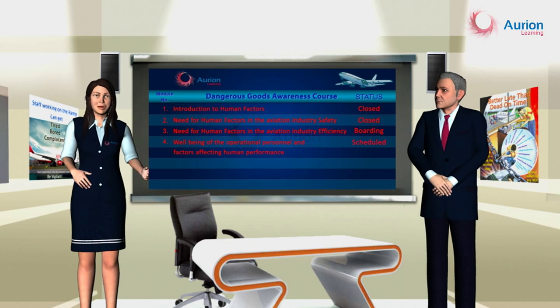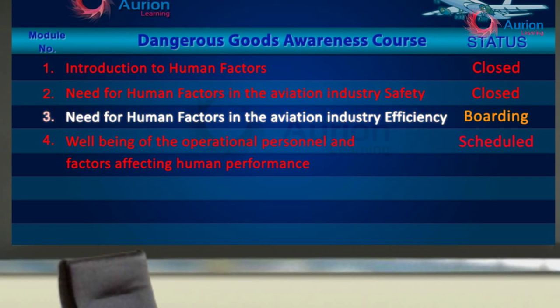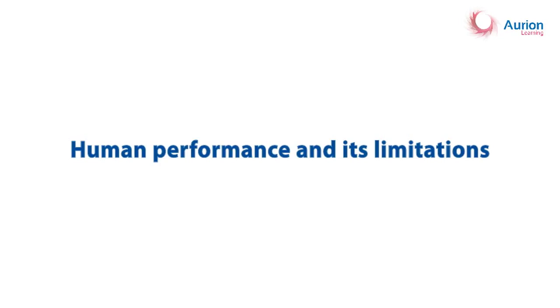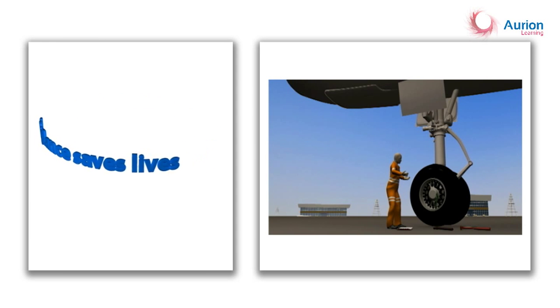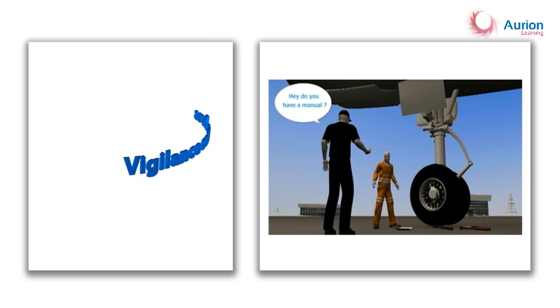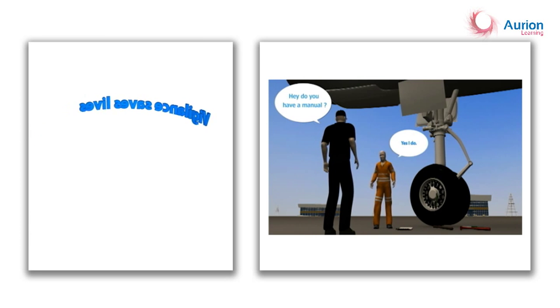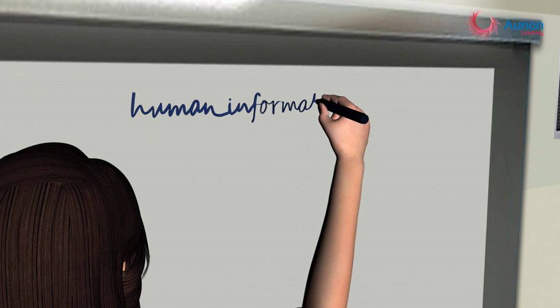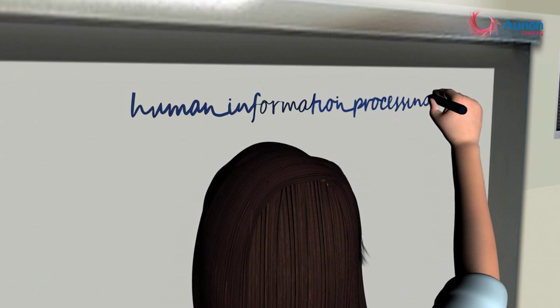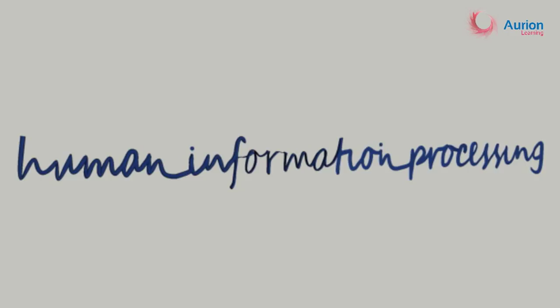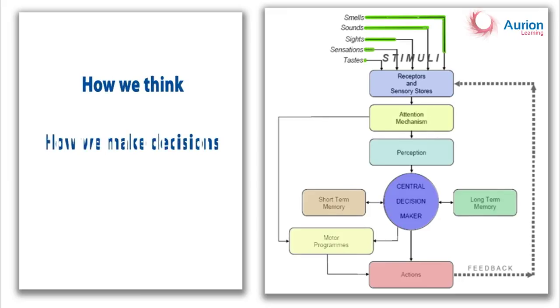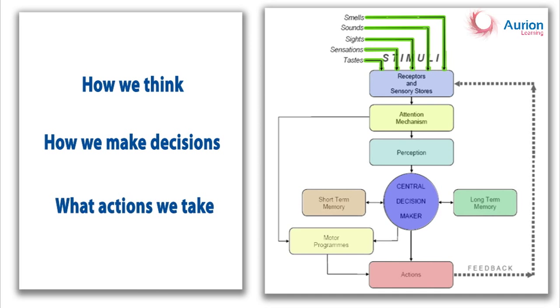Let us now move to the third module, which talks about efficiency, the next need for human factors. In this module, we shall take a close look at human performance and its limitations. We learned in our previous module about safety and that as humans, we all make mistakes, but our vigilance may save lives. Vigilance starts with us, and to understand us better, we need to understand what we call human information processing, which is how we think, how we make decisions, and what actions we take.